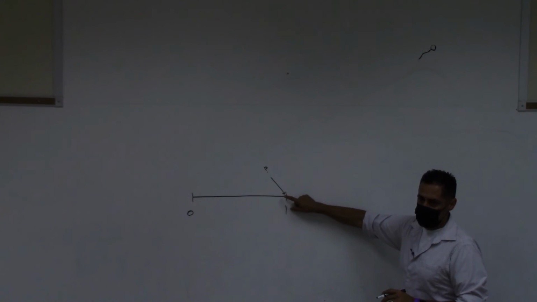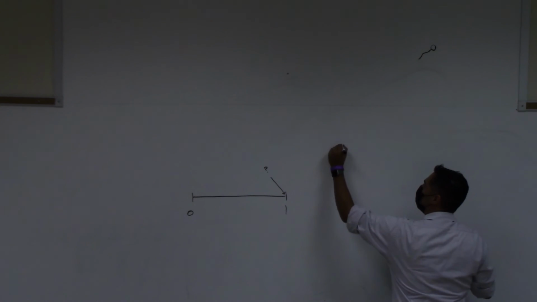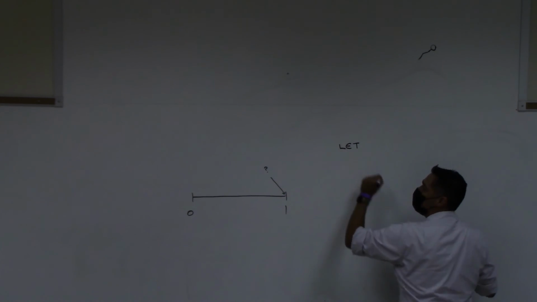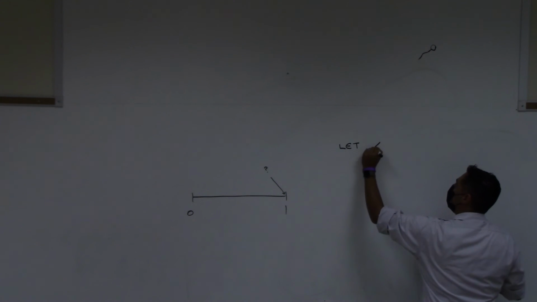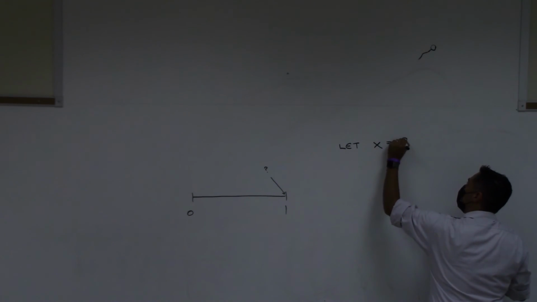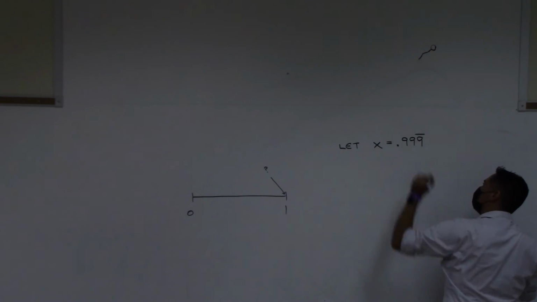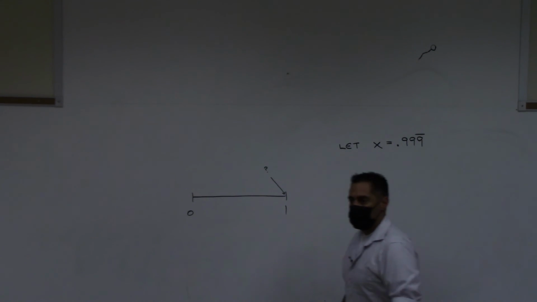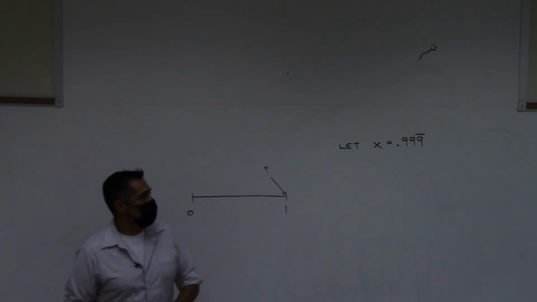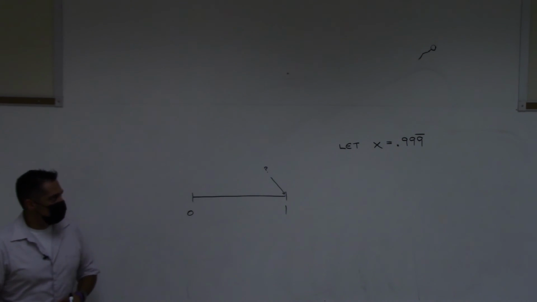Okay, so ready for me to show it to you? Here's what I'm doing. I'm just going to write some things on the board. You just tell me whether or not you agree or disagree. I'm going to let x be 0.999 forever. Okay? So I'm just saying that's what it is. All right. Now what I'm going to do is just some algebra.